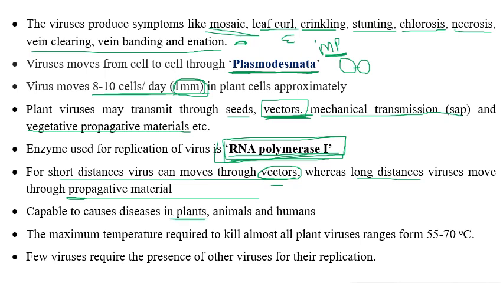Remember, viruses can cause diseases in plants, animals, and humans. But plant viruses which cause diseases in plants cannot cause any diseases in humans, and human viruses which cause diseases in humans cannot cause any diseases in plants. So plant viruses are restricted to plants, and animal viruses are restricted to animals.